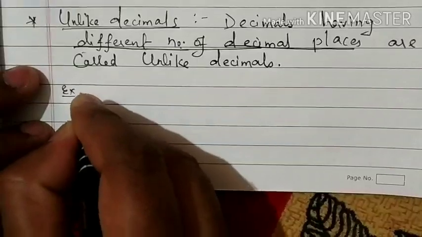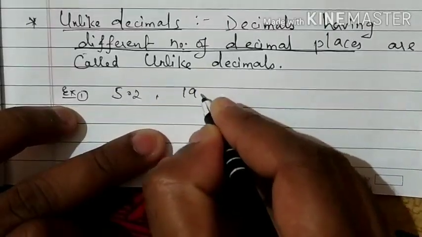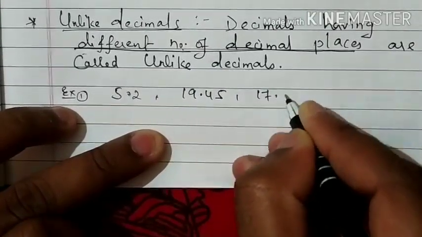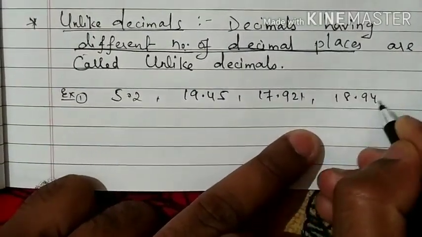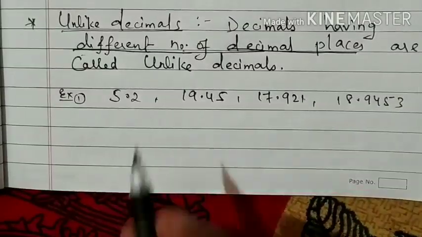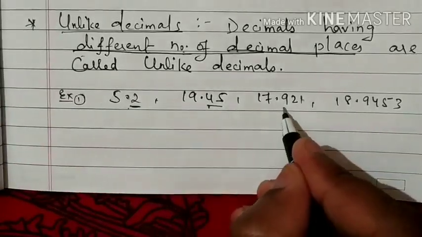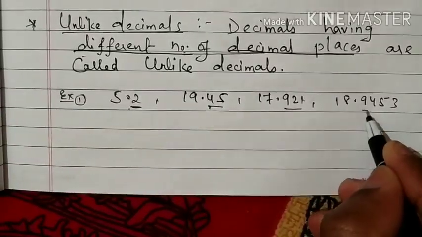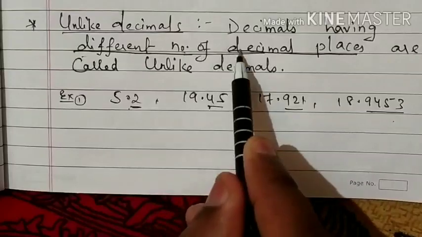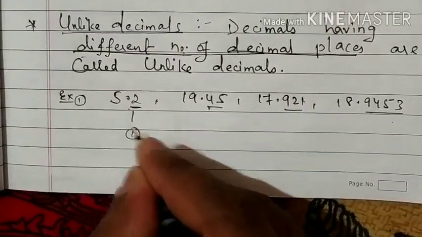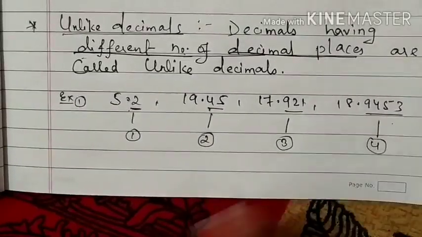Let's take an example: 5.2, 19.45, 17.921, 18.9453. In the first number we have one place of decimal. Here we have two places of decimal. Here we have three places of decimal, and here we have four places of decimal. So in all the given examples, we have different numbers of decimal places.